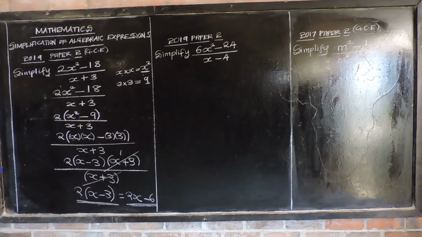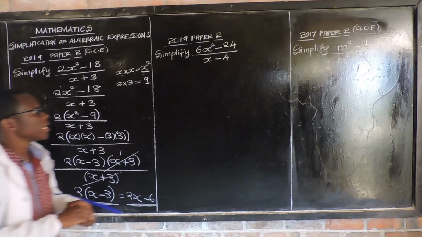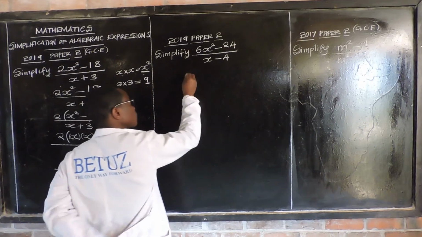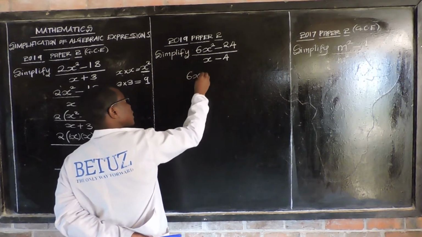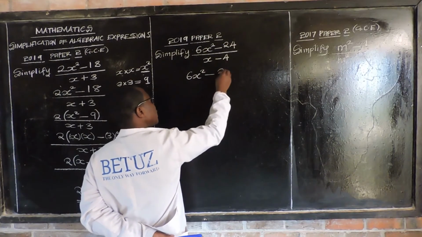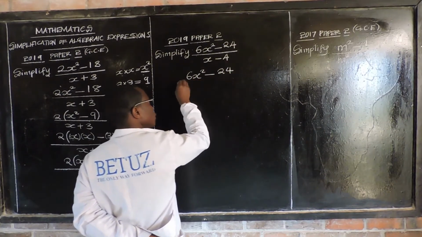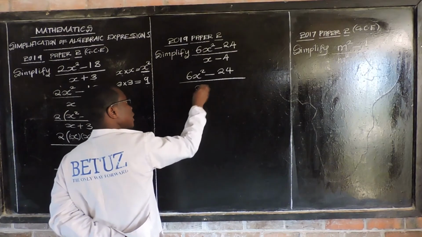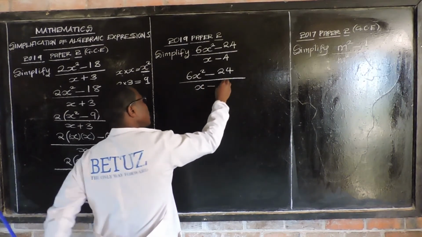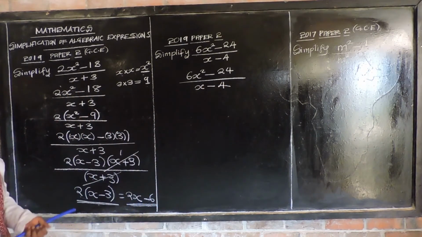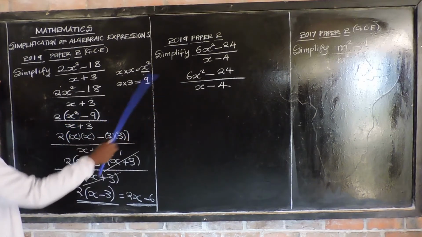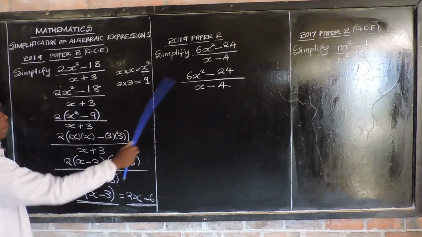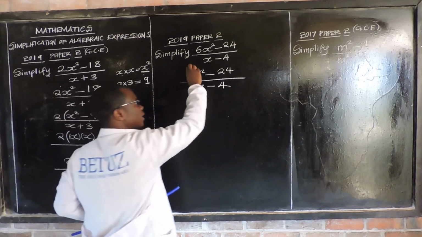So now let us look at the 2019 school certificate. It's saying simplify 6x squared minus 24 over x minus 4. So this question and this question, they're just the same. So look at our numerator and denominator.